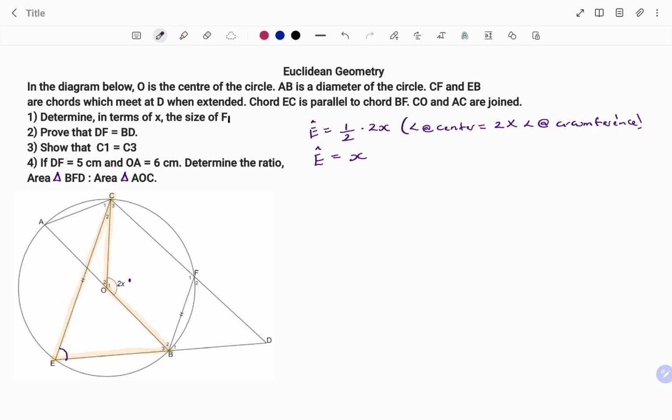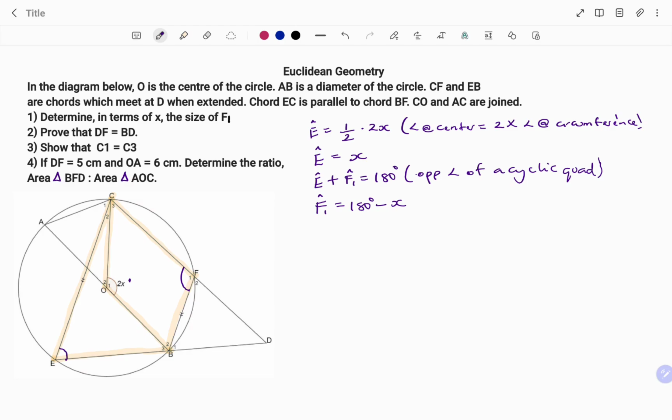Also, note that the cyclic quadrilateral CFBE, that's a cyclic quadrilateral because all the corners are touching the circle. Then we have the angle E and the angle F1. We have angle E plus angle F1 equal to 180 degrees. That's opposite angles of a cyclic quadrilateral. What that means is to find the angle F1, making F1 the subject of the formula, we have F1 equals 180 degrees minus angle E, which is the same as 180 minus x degrees.